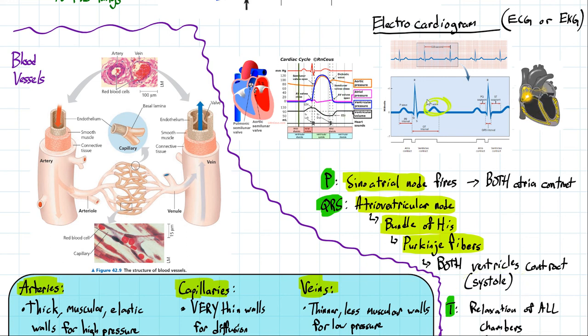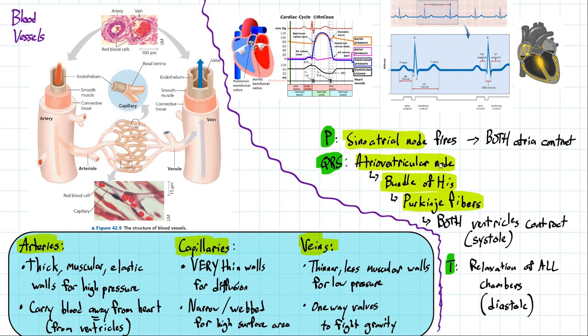The last feature is called the T wave, and this is a positive thing telling your heart as clearly as possible, it's time to relax. So all of the chambers of your heart, both atria and both ventricles, relax during the T wave. The T wave is initiating a state called diastole, or the diastolic pressure, the low pressure if you were measuring your blood pressure.